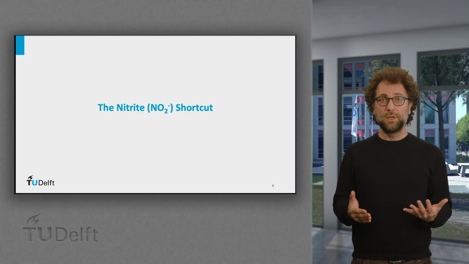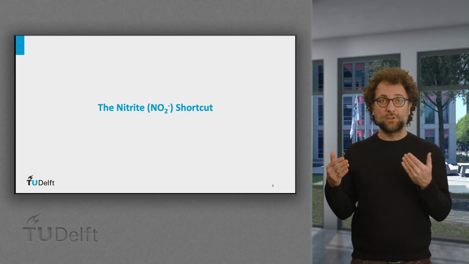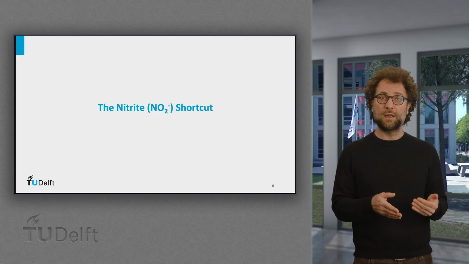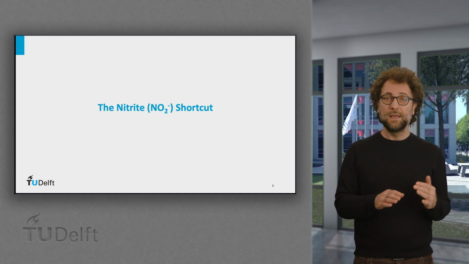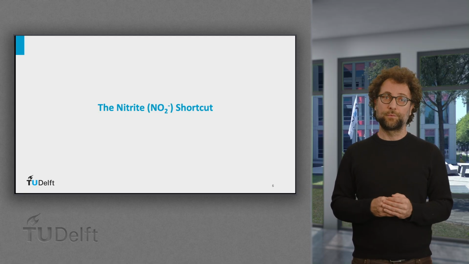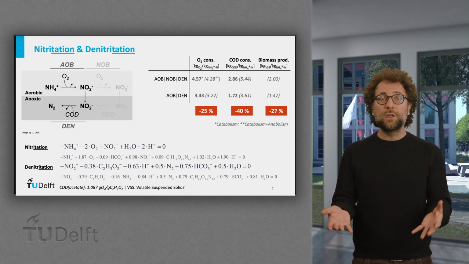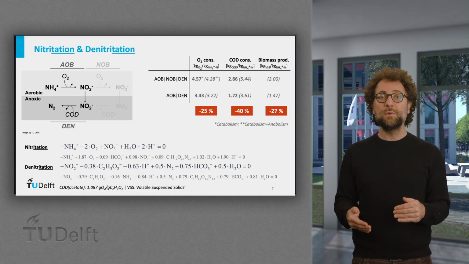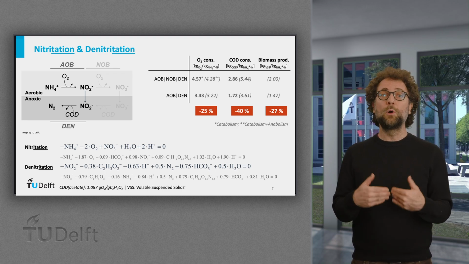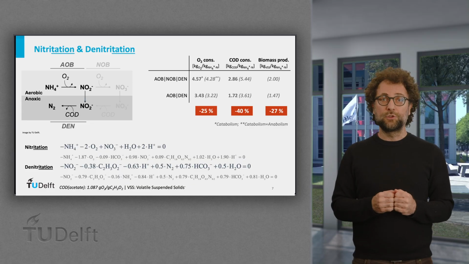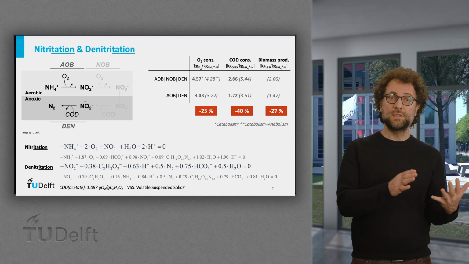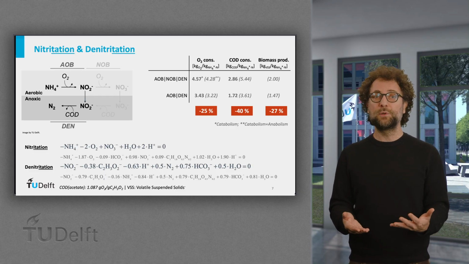In principle, if the process is stopped at nitrite, then both oxygen and COD requirements for complete nitrogen removal to nitrogen gas can be reduced, along with the biomass produced. As we did before, we can write down the stoichiometries and estimate the oxygen and COD consumption and biomass production per ammonium removed. This results in a net 25 and 40% reduction in oxygen and COD, and roughly 30% less biomass.